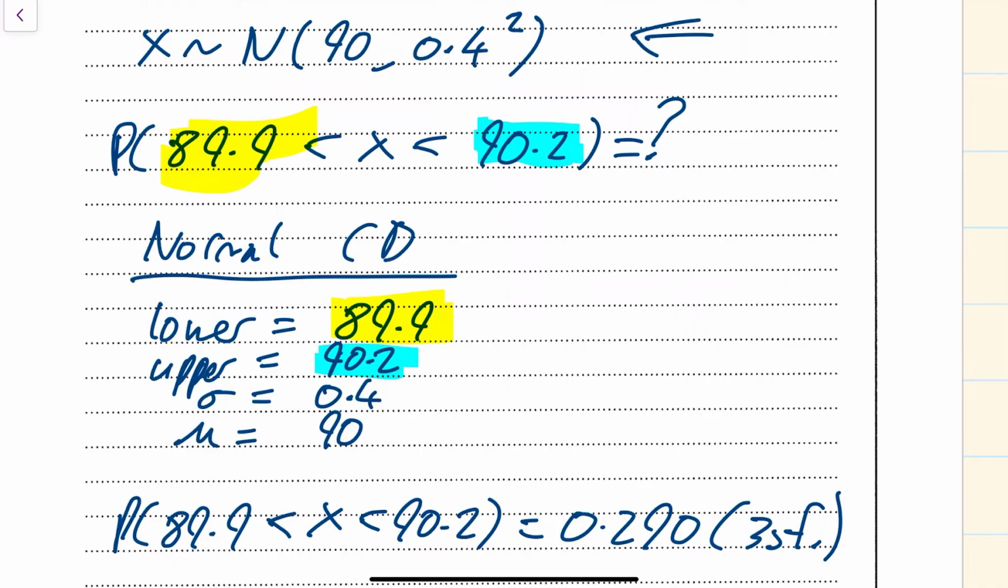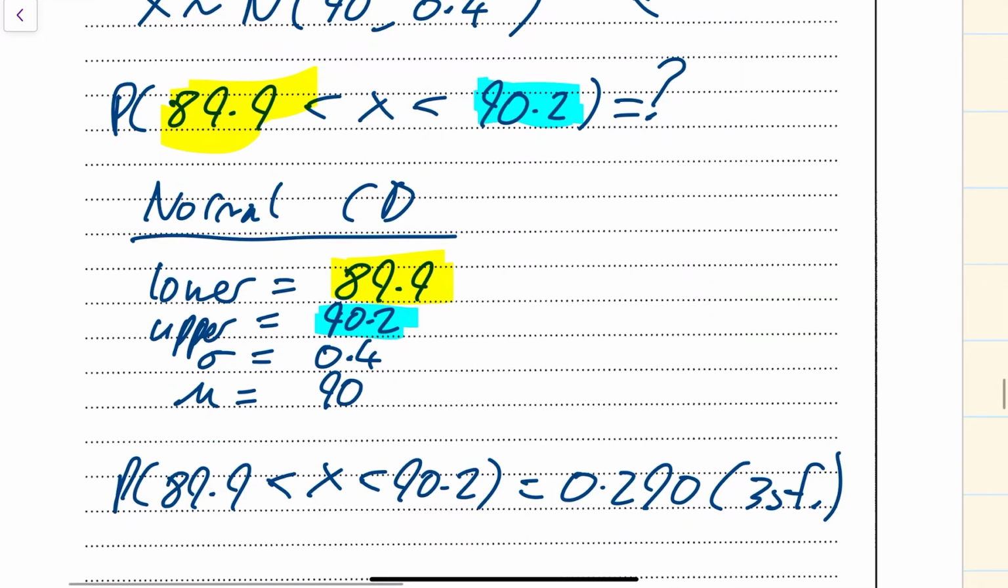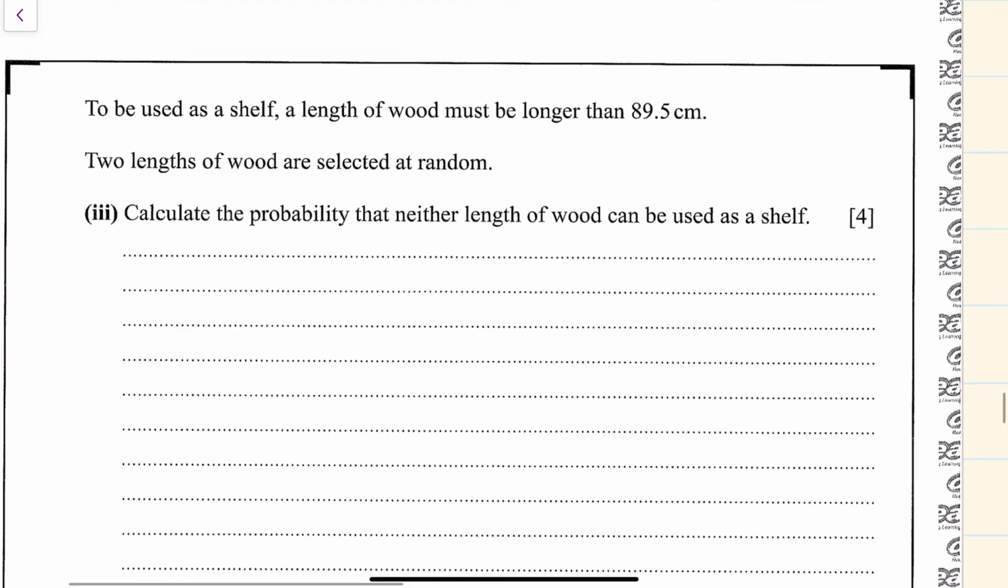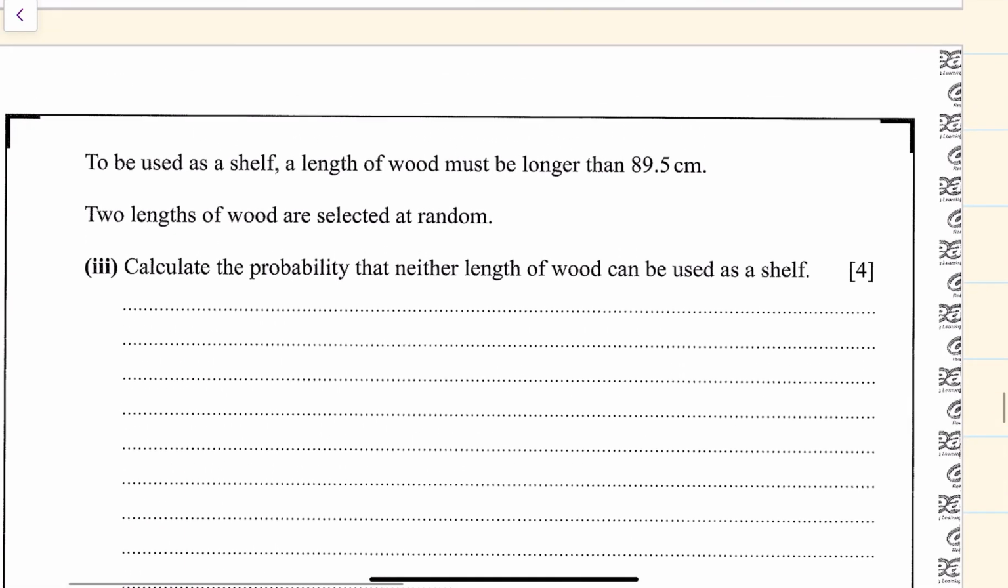Okay, I thought that should have been done on this question. I kept going with this one. It says, to be used as a shelf, wood must be longer than 89.5 centimeters. Two lengths of wood are selected at random. Calculate the probability that neither length of wood can be used for the shelf.